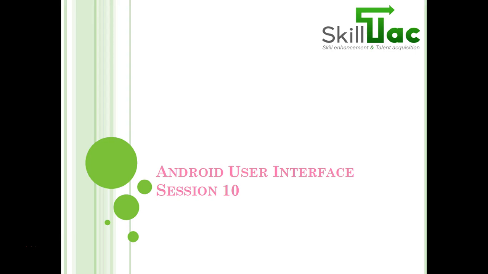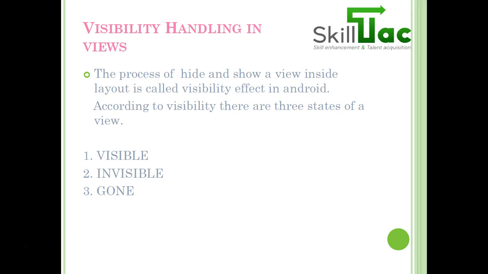As we had studied earlier, in the mipmap folder we have different resolutions like XHDPI, MDPI or XXHDPI. So how do we select the icon size for each resolution. So let's start with the first slide here.